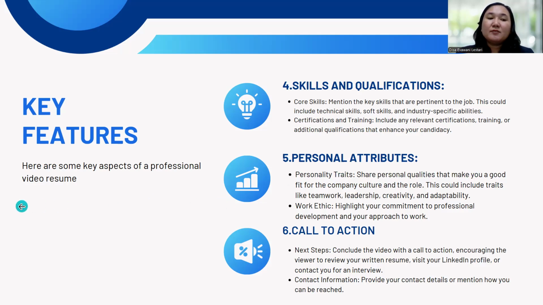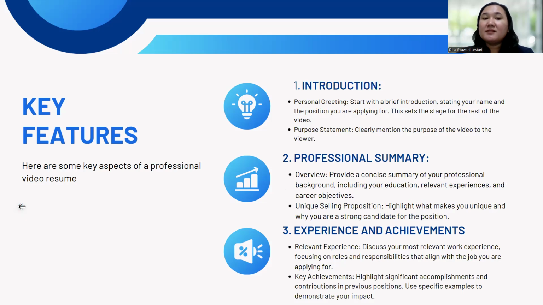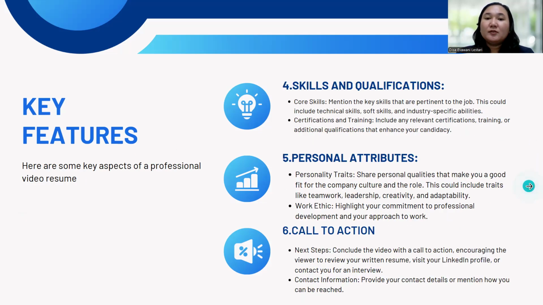So I would say that when you're talking about your experiences, don't forget to include information about what are the skills being involved when you do that role in that particular organization or company, and what are the personal attributes that contribute to the success in that company or organization.